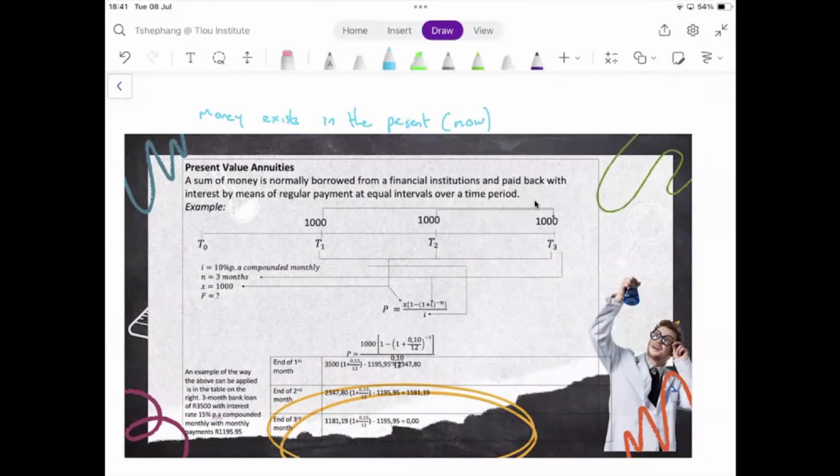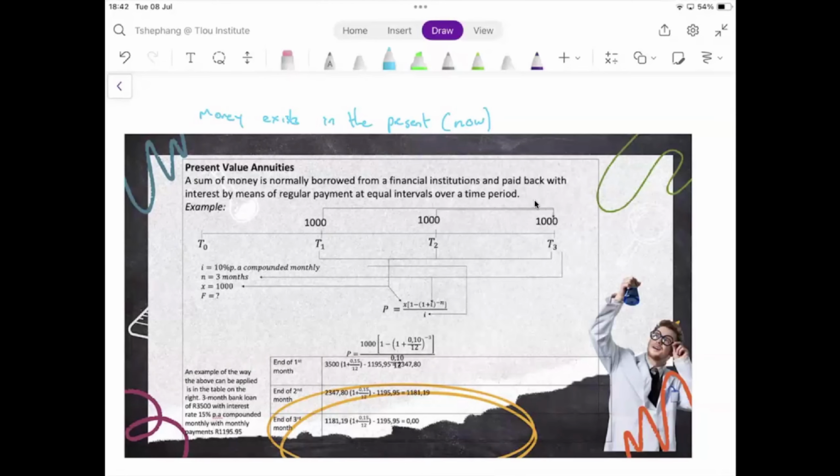Now, the X is still the same. The X is the regular repayment. The I is the interest rate, and N would be the number of terms. Okay. Now let's check what they say there. A sum of money is normally borrowed from a financial institution and paid back with interest by means of regular payments at equal intervals over a time period.